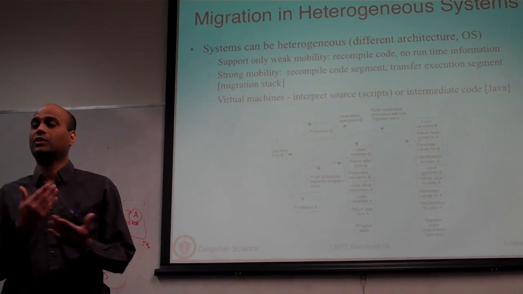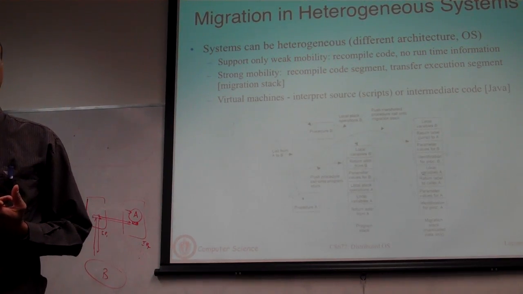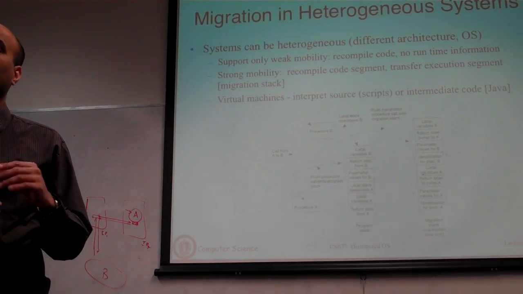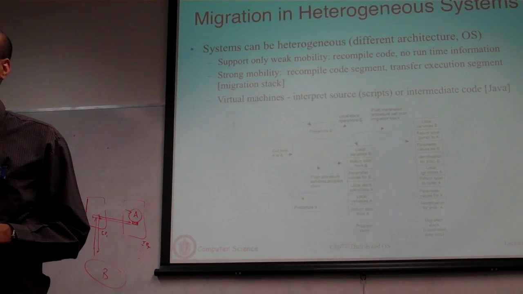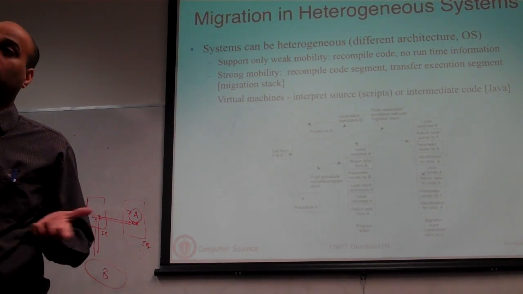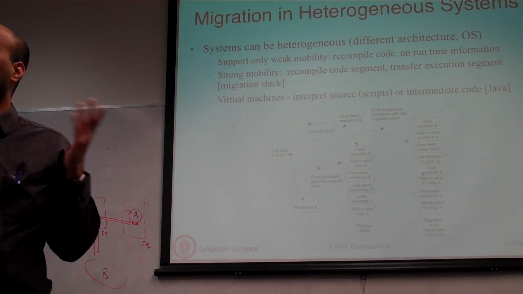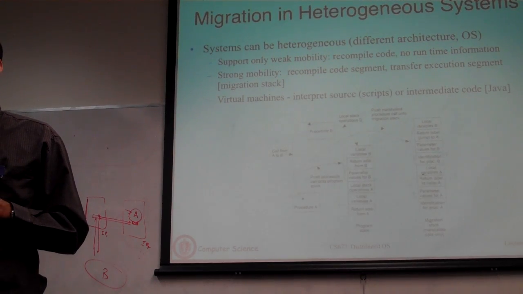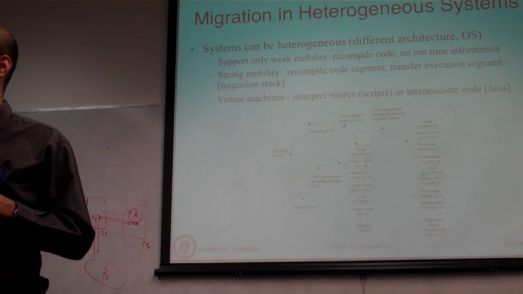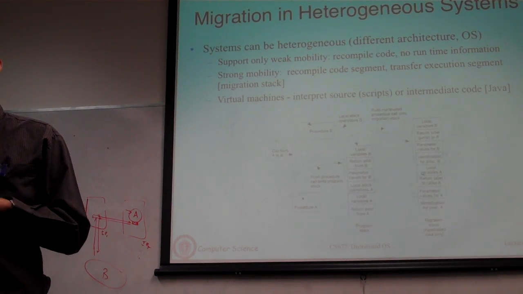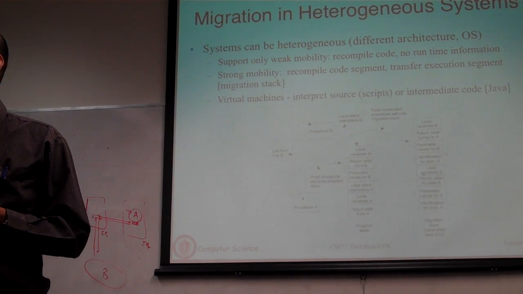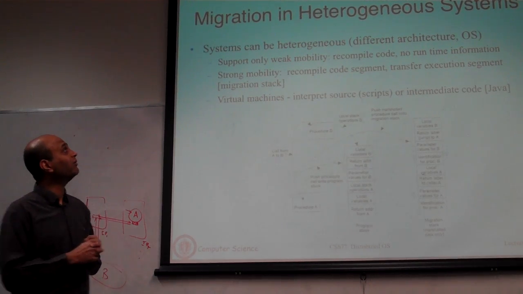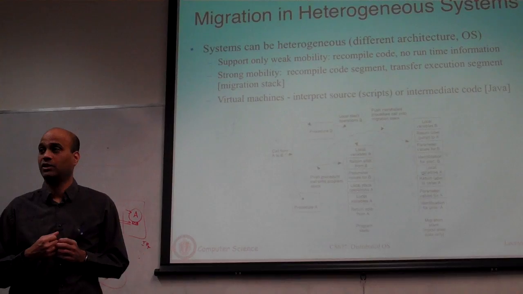The process is actually running inside a JVM. The JVM provides the same interface regardless of whether it's running on one platform or another, or one architecture or another. So this only works if you have these kinds of applications. The JVM is a good example of migration in a heterogeneous system. You can actually migrate Java processes. Okay, so these are some ideas of how you deal with migration in a heterogeneous environment.